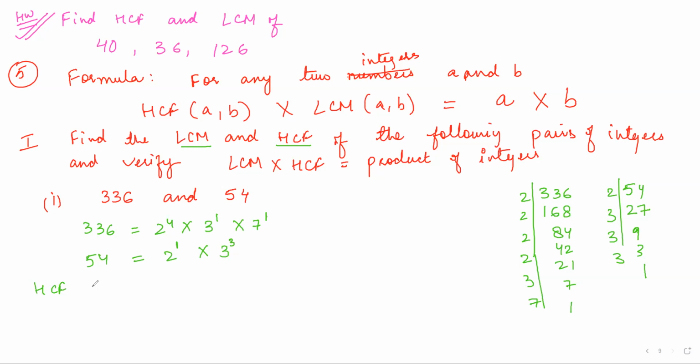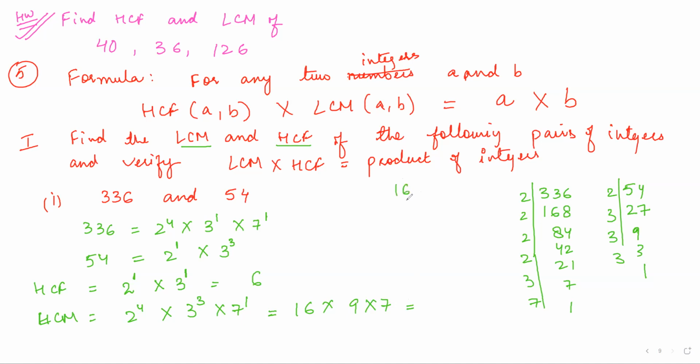So I want the HCF. I'll take the smallest power of the common factors. 2 is a common factor, smallest power is 1. Again, 3 is a common factor, smallest power is 1. So the HCF is 2 into 3, 6. Now the LCM. All the factors you have to take, with the greatest power. So 2 to the power 4, then 3 to the power 3, and 7 to the power 1. So it becomes 16 into 9 into 7. You have to multiply that. Please tell me how much is it?